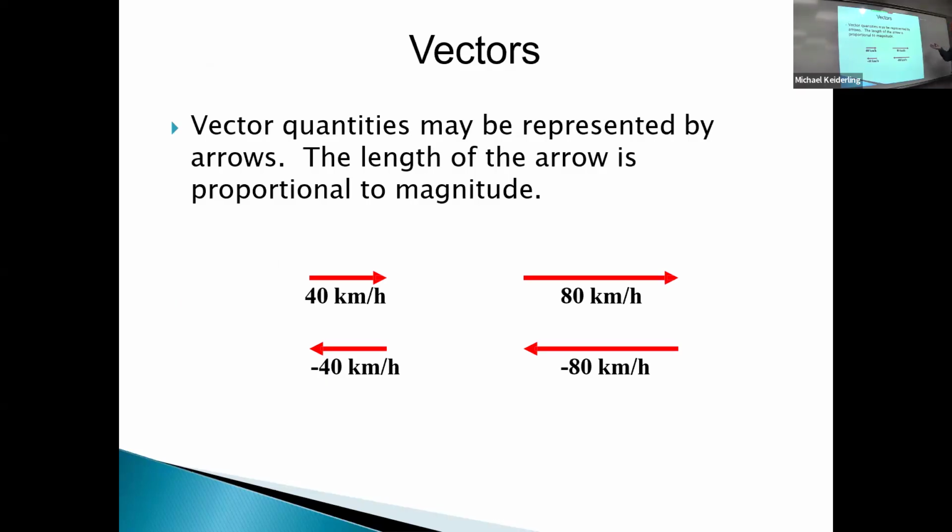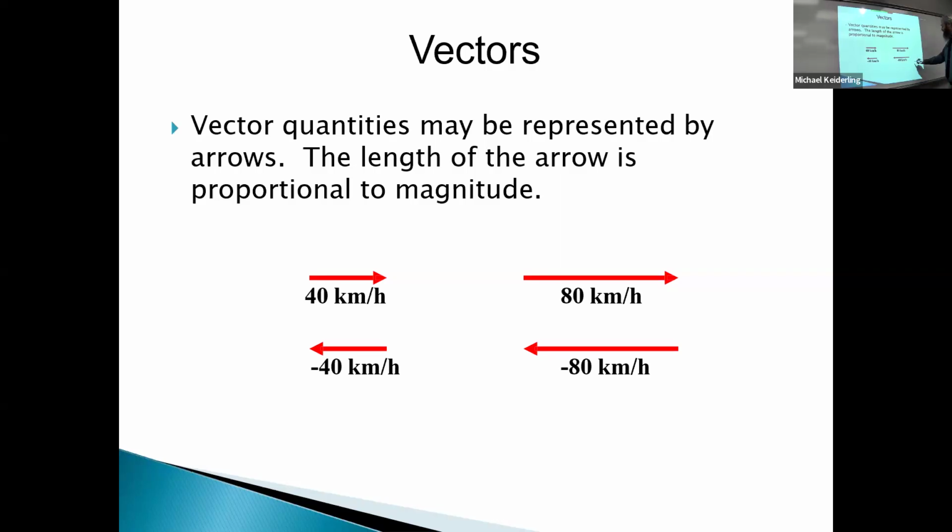And vector quantities can be represented with arrows. The length of the arrow is proportional to the magnitude of the quantity. If you have 40 kilometers per hour, you draw an arrow like this. And for 80 kilometers an hour, you use an arrow pointing in the same direction that's twice as big. For negative 40 kilometers per hour, you use an arrow pointing in the opposite direction that's the same size as 40 kilometers per hour. Negative 80 would be an arrow the same size as 80 kilometers per hour, but pointing in the opposite direction.